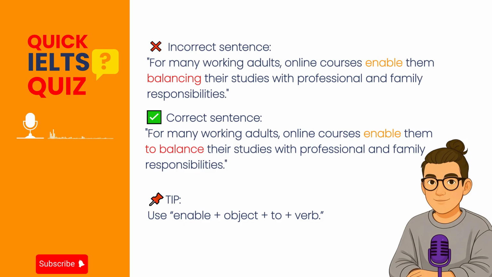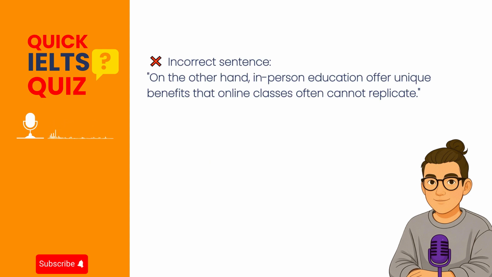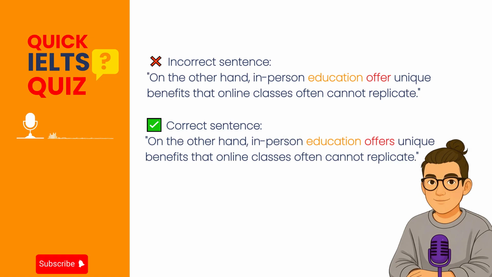Now let's check error number 6, another subject-verb agreement slip, but this time in the middle of the essay. We're back to subject-verb agreement, but this time the subject is plural in meaning, even though it might not look that way at first glance. Education is a singular uncountable noun. That means the verb should be in the singular form. The correct choice is offers, not offer. This kind of mistake often happens because the word is far from the verb, making it easy to miss. Check the subject before choosing the verb.